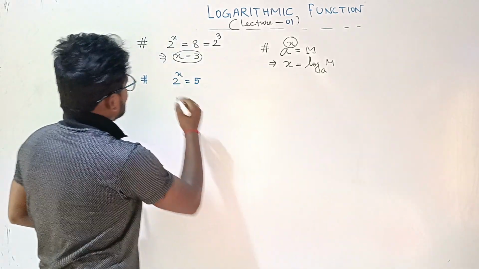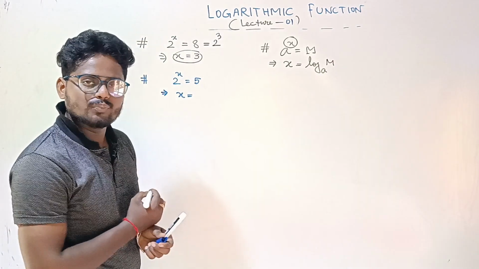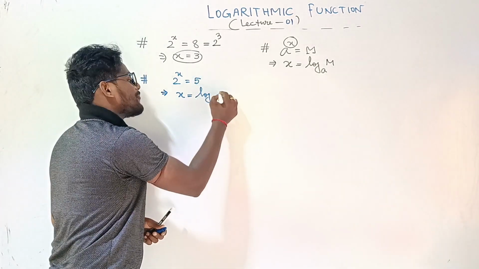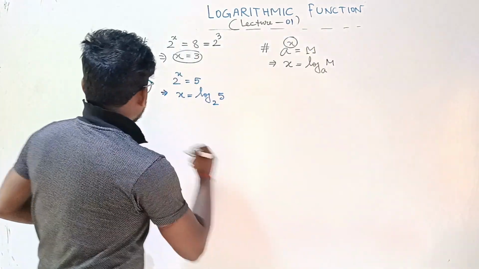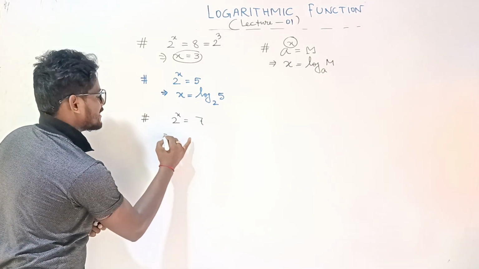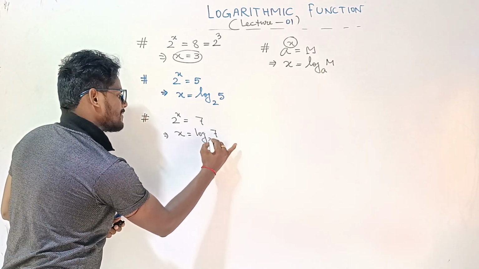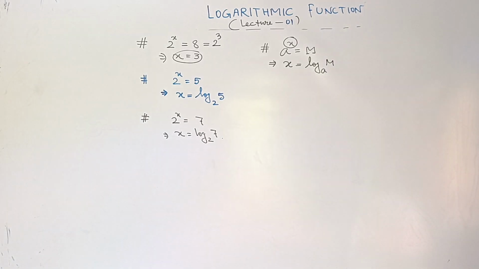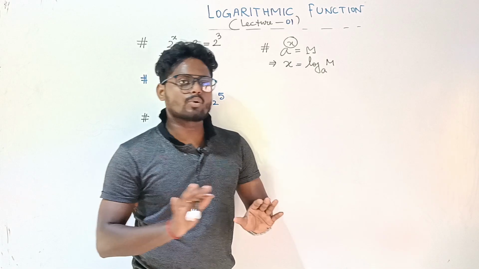Okay, so now can you tell me what is the solution of this? x is equal to log, tell me what is it? 5 to the base 2. Right? Okay, if I ask to solve 2 to the power x is equal to 7, then the answer will be x is equal to log 7 to the base 2. This is the way. Okay, hope it is okay, everybody.